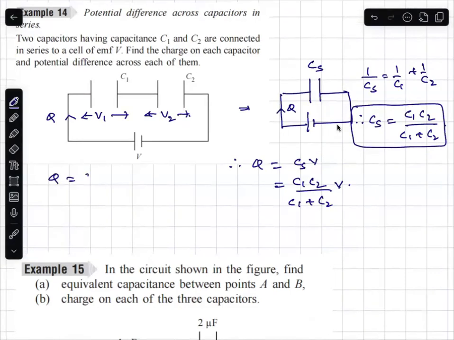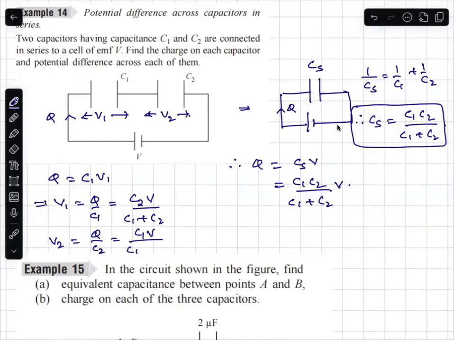So Q is C1 V1. Therefore V1 is Q by C1. So this will become C2V by C1 plus C2. If you are asking me V2, I will write Q by C2. This will become C1V by C1 plus C2. So it is a simple numerical to understand what's happening over here. Any doubt in this? Next.